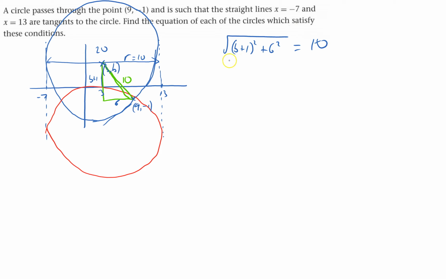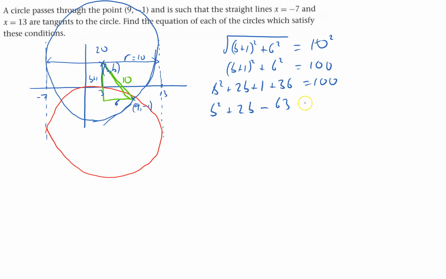So square both sides: b plus 1 squared plus 6 squared equals 100. And that means b squared plus 2b plus 1, plus 6 squared is 36, equals 100. That gives me b squared plus 2b plus 37, take away 100, is minus 63. That equals 0.